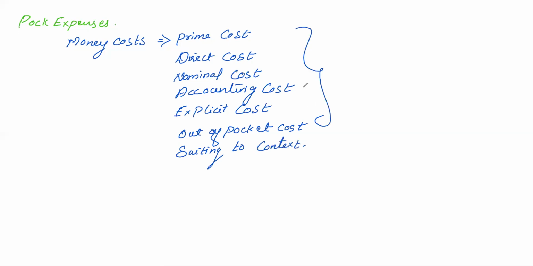So all of this is money cost. Okay? So money cost is also called prime cost, direct cost, then nominal cost, accounting cost, then explicit cost, then out of pocket cost, then suiting to context. So if they ask define prime cost or define direct cost, what should you write? You should write money cost. Okay? Next one is real cost.